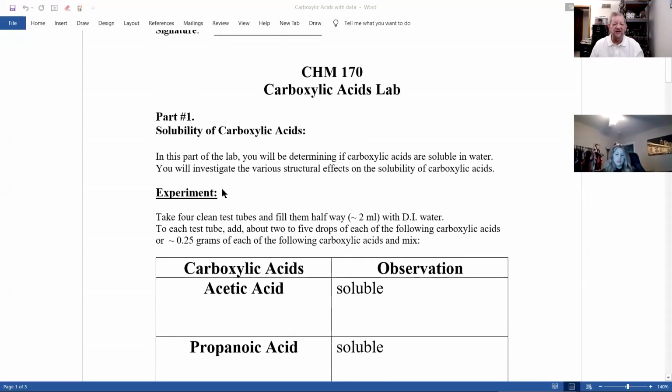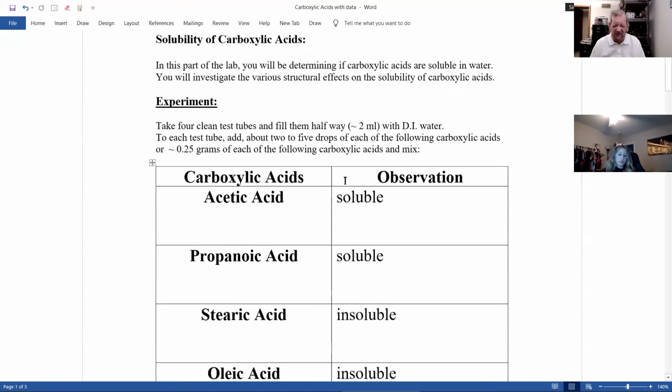All right, everybody see carboxylic acids lab on your screen? Remember, carboxylic acid: carbonyl, hydroxyl group, R. Now, carboxylic acids can hydrogen bond, but there's another factor, hint: how big R is, that might affect the carboxylic acid solubility in water.